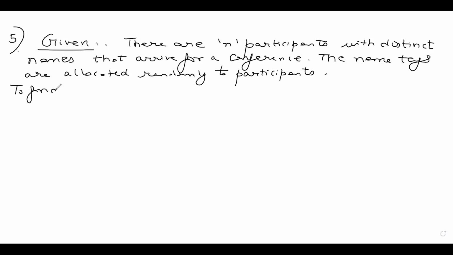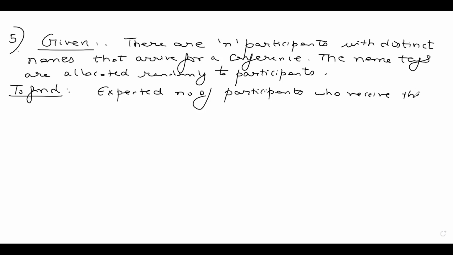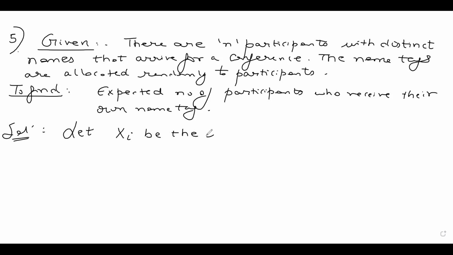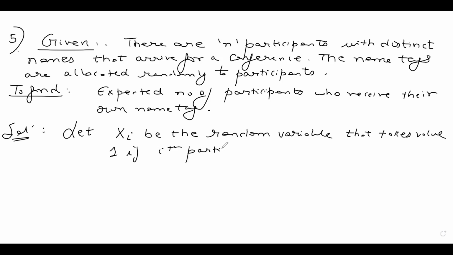Now the question is asking us to find out what? The question is asking us to find out the expected number of participants who receive their own name tag. So let's quickly solve. First of all, I can define the random variable. So I can say that let xi be the random variable that takes the value 1 if the ith participant gets its own name tag.